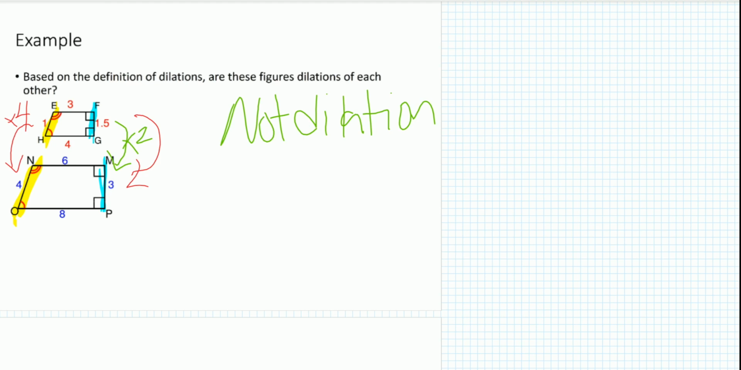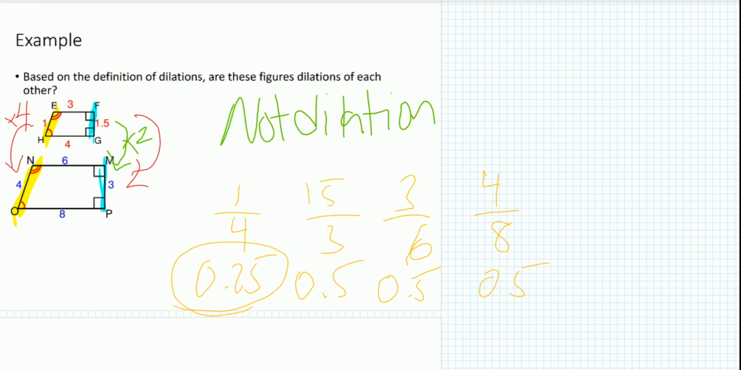So I'm going to go ahead and compare sides. 1 to 4, 1.5 to 3, 3 to 6, and then 4 to 8. Okay, so this one is equal to 0.5, this one is equal to 0.5, 0.5, 0.25. Just because this one is not the same, that means automatically we can say not dilation. We can even go ahead and take it one step further, and we can say not similar. Okay, because there you go.